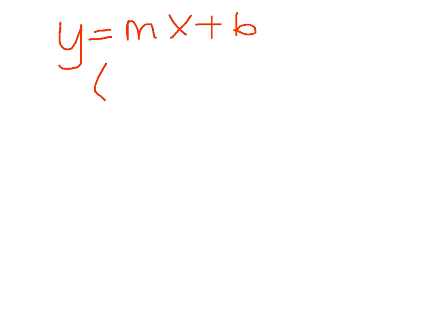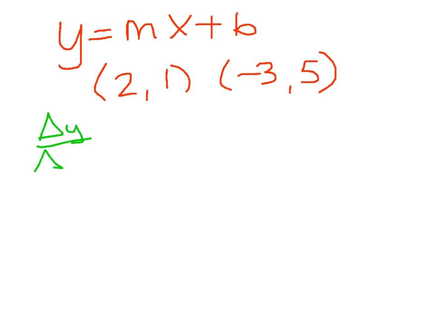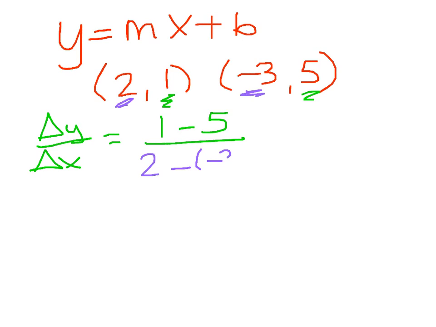So let's say I have 2 points, the point 2, 1 and the point negative 3, 5. From any 2 points, we can find the slope. And so the first thing you want to do is subtract to find the change in y over the change in x. So the change in y is 1 minus 5, because those are the 2 y values, and the change in x is 2 minus negative 3, because those are the x values. So you go ahead and subtract those, and you get negative 4 over 5.